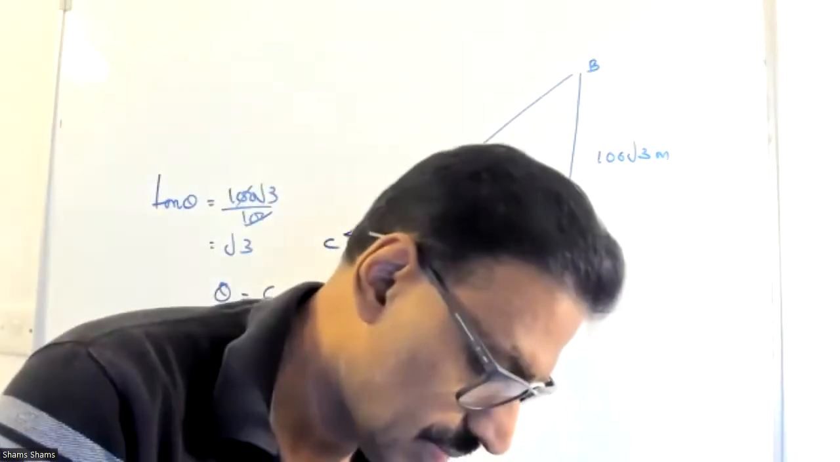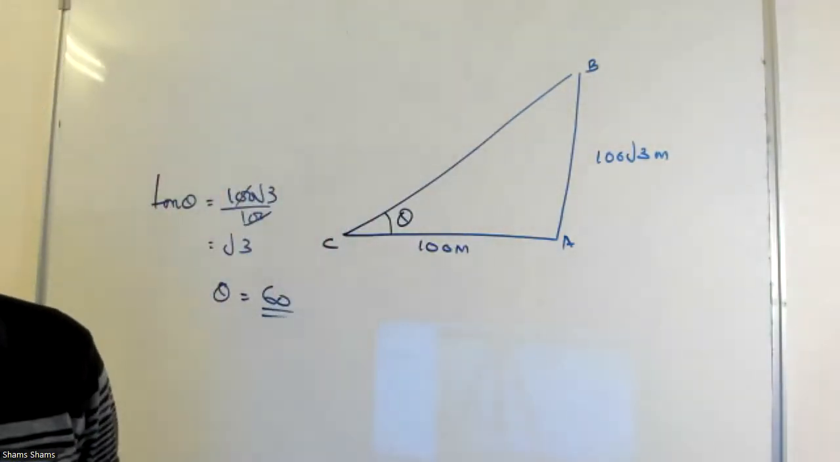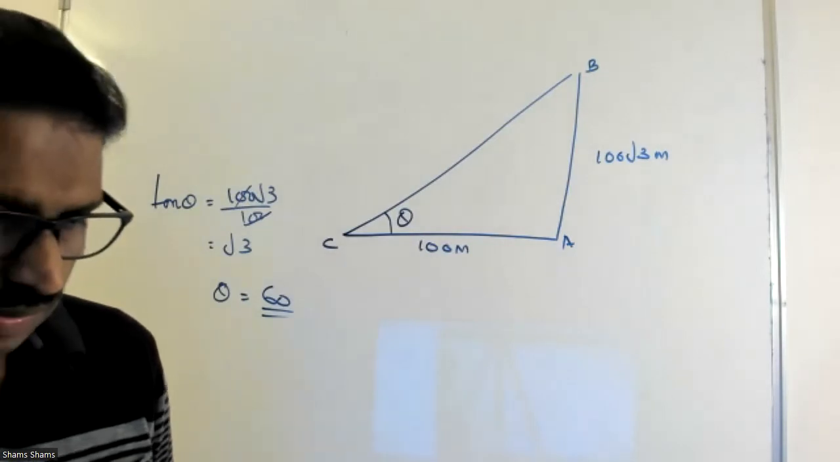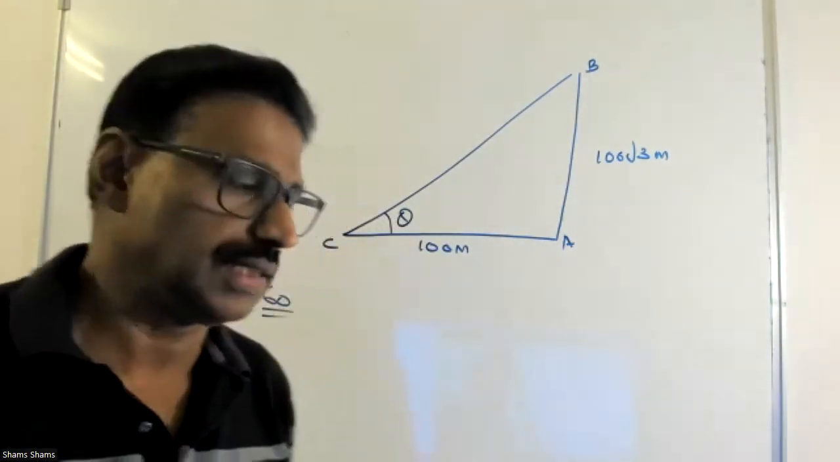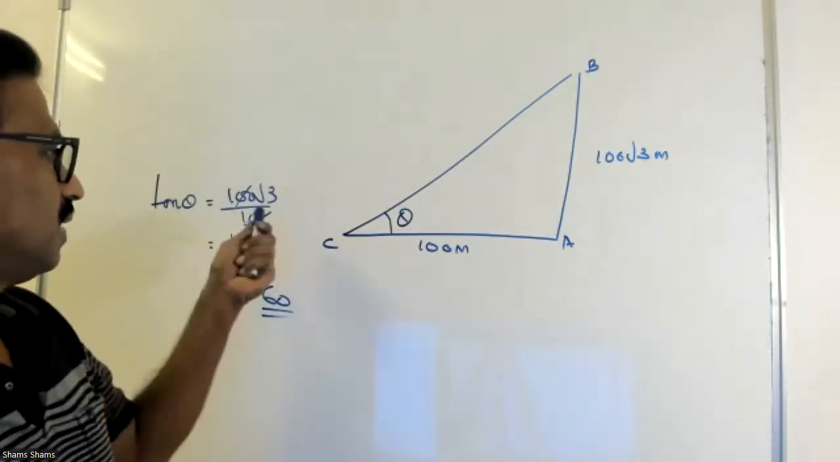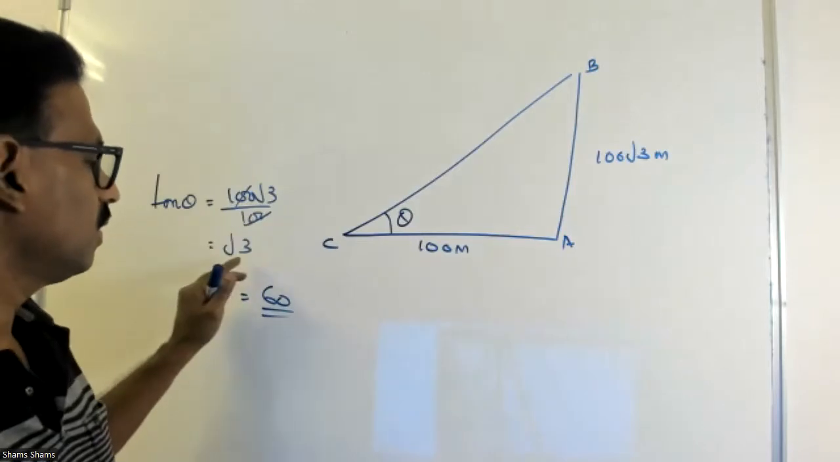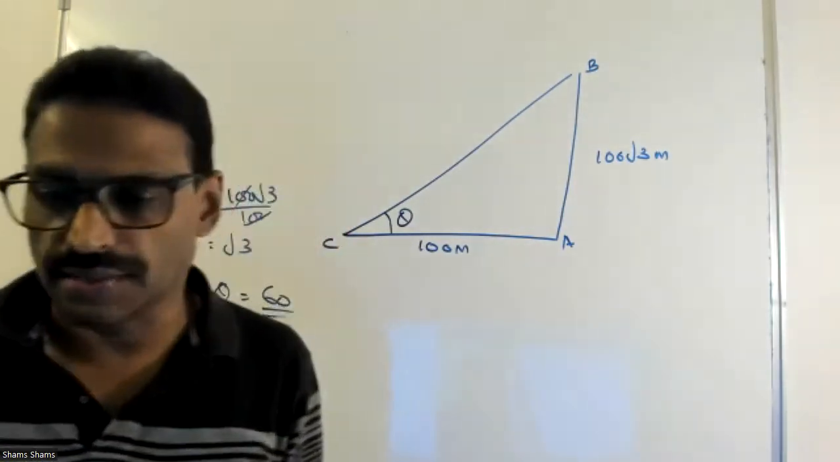Yes. Sir, can you explain again? Is writing the explanation very compulsory? Explanation is very compulsory. If you just start with tan theta equal to 100 root 3 divided by 100, out of 4 marks maybe you will get 3, or 2.5, depending on the teacher.